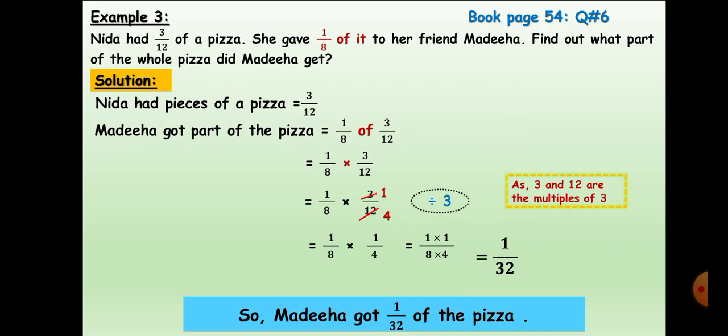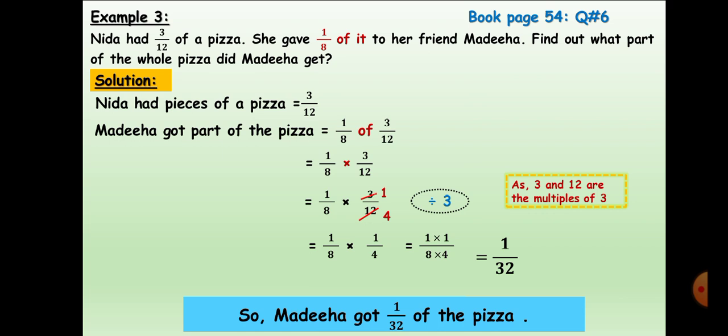Then we have an example: Nida had 3 over 12 of a pizza. She gave 1 over 8 of it to her friend Madiha. Here we get of it, and of it indicates we have to do multiplication. So you have to find out what part of the total pizza Madiha got, like what pizza was given to Madiha.